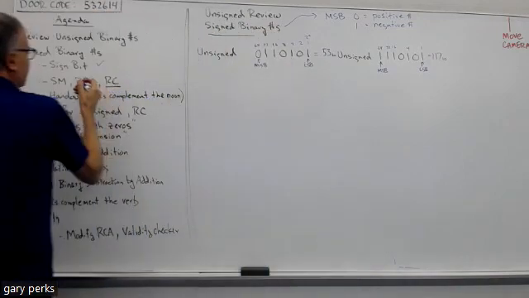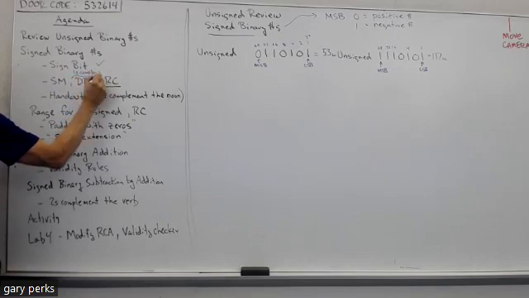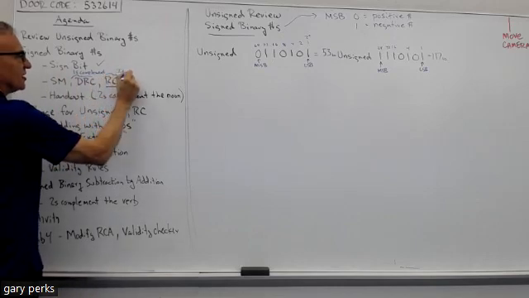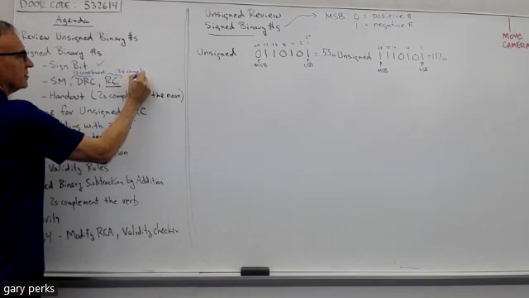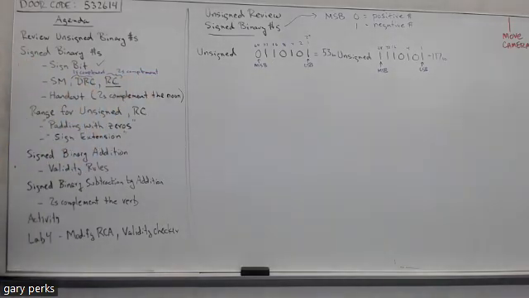Now, DRC, this is also known as one's complement. Maybe in a math class, you heard of one's complement. In RC, a radix complement, that's also known as two's complement. Okay, so just 2 different words for the same thing.